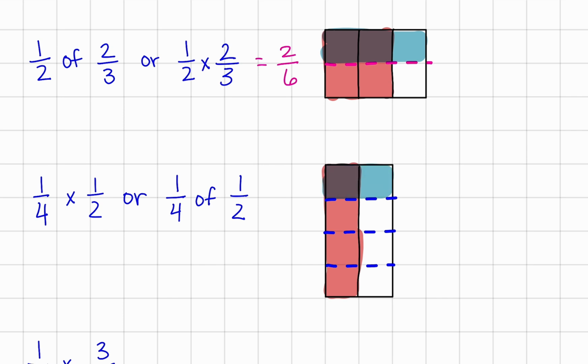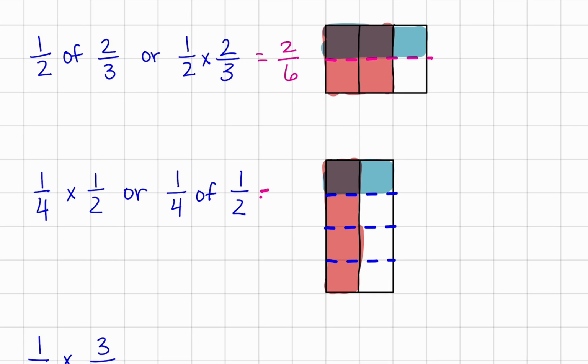When I divided my model, I divided it into 8 pieces, and one of those pieces has both red and blue. If I look at my fractions, the numerators, 1 times 1 is 1, and 4 times 2 is 8.